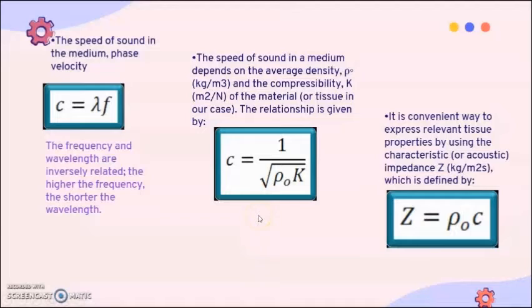The speed of sound in the medium depends on the average density, rho 0 in kg per m cubed, and the compressibility, kappa in m squared over N, of the material or tissue in our case. The relationship is given by c equal to 1 over square root of rho 0 kappa. It is a convenient way to express relevant tissue properties by using the characteristic or acoustic impedance Z, in kg over m squared s, which is defined by Z equal to rho 0 c.